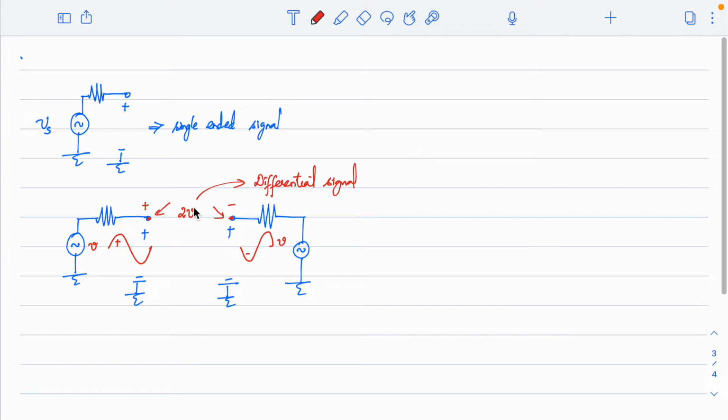We'll talk more about differential signaling when we start differential amplifiers, but that is not in this semester. Now, why I am talking about differential signal here is because the moment we say we use an op-amp, what we are expecting from this op-amp is that it responds only to differential signals.